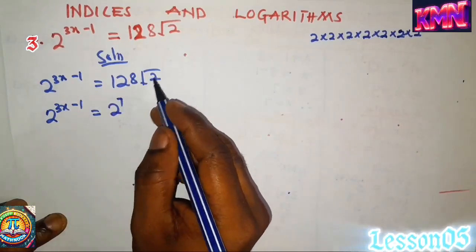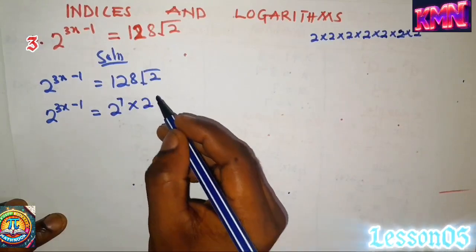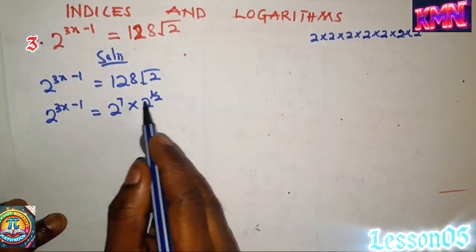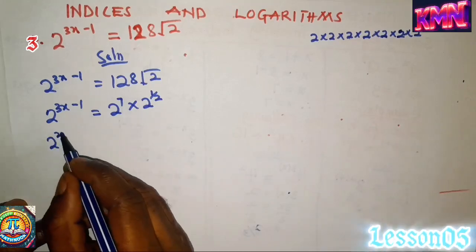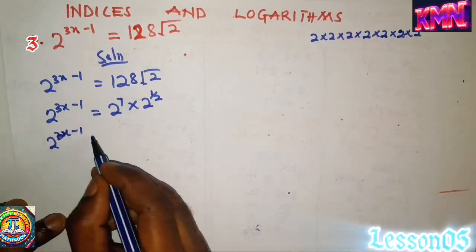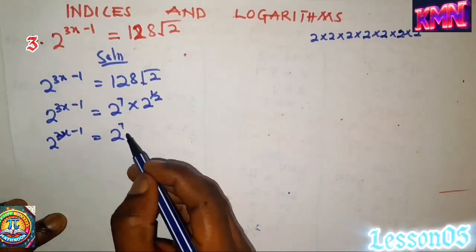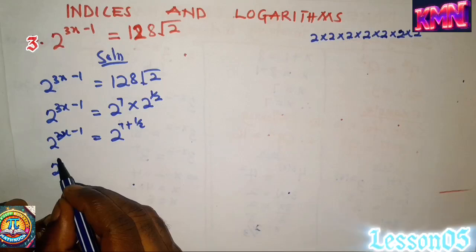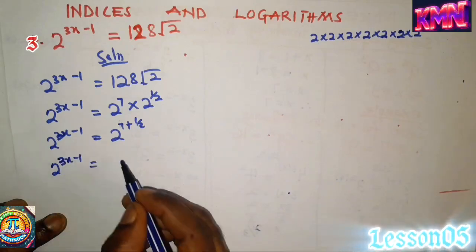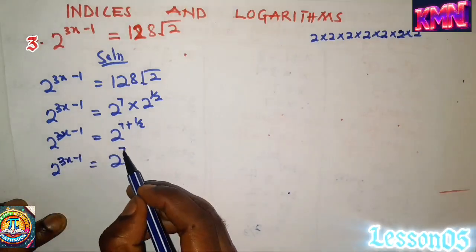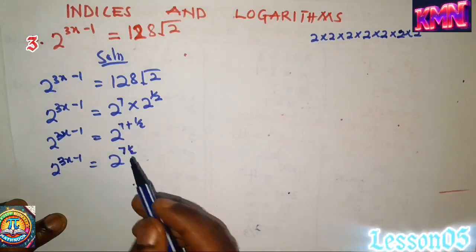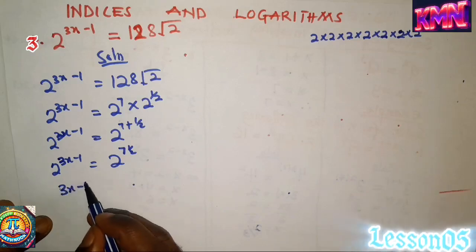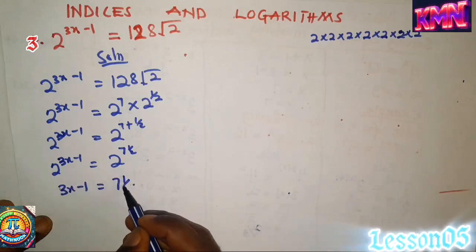Then the root 2, we can also write it as 2 exponent half. So when you continue, we have to apply the product rule on this. So 2 exponent 3x minus 1 is equal to 2 power 7 and a half. When we put it together, it's 7 and a half. Now we can equate that, and that will give us 3x minus 1 is equal to 7 and a half.